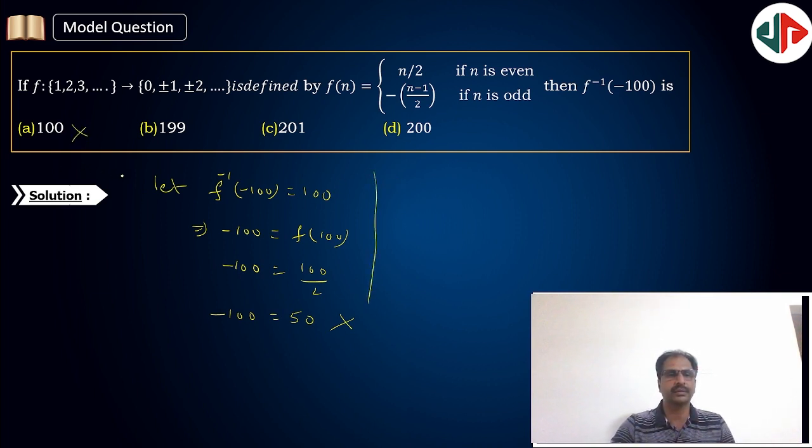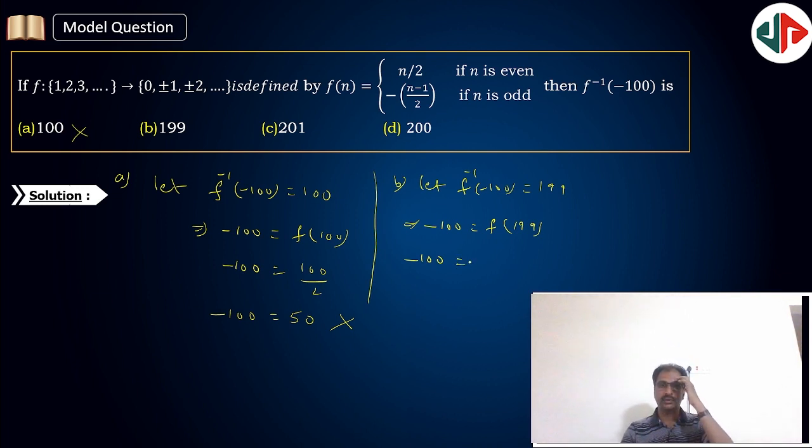Like that, take option B and let us check. Let f inverse minus 100 be equal to 199, which means minus 100 is equal to f of 199. 199 is an odd number. When n is odd, what is f of n given? Minus of n minus 1 by 2. Minus of 199 minus 1 by 2, which means minus 100 is equal to minus 198 by 2, which is absolutely false. So option B is wrong.